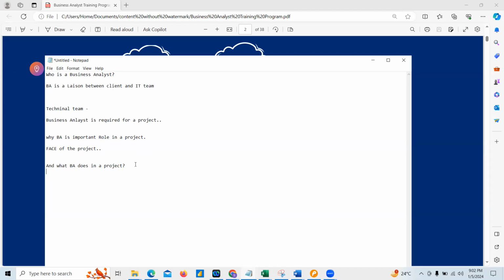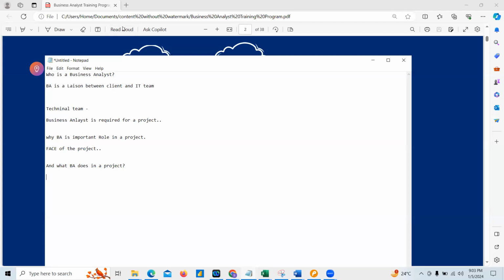I think you must have done some homework. That is the reason you are here, right? What does a BA do in any project? One or two points which you are aware of. Understanding the actual project requirement, communicating with the stakeholders, gathering the requirements into documentation, and based on that, creating a flow of the software.